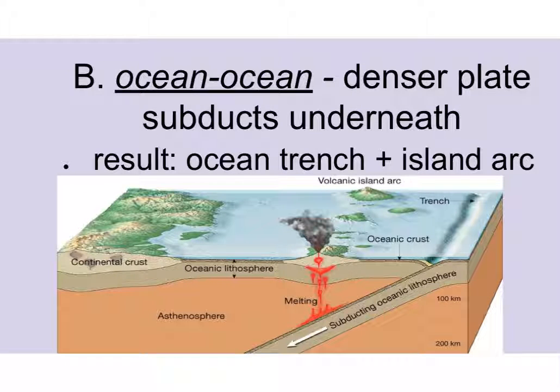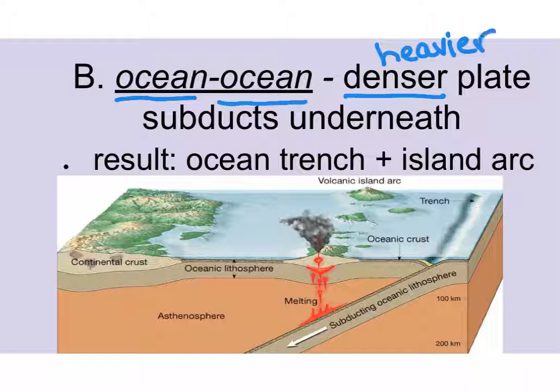The second type of convergent plate boundary that can occur is when two oceanic plates converge. So you have an oceanic plate and an oceanic plate. Now in this case you would think, wait, which one is going to subduct underneath the other one? They're both oceanic, they're both dense. But there's usually one that is a little bit more dense than the other, a little heavier. So dense means heavy.